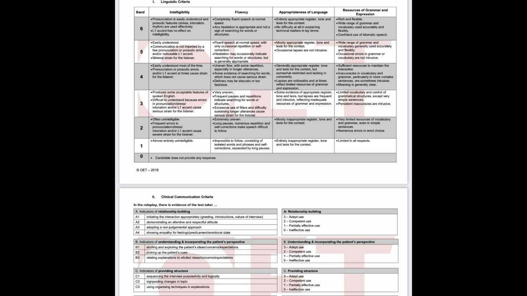Fluency, the top grade you get if your speech is completely fluent at normal speed. Any hesitation that you demonstrate is appropriate, and it is not a sign of you searching for words or structures. Appropriateness of language, again, if your language is entirely appropriate with the right register, the right tone, and the right lexis for the context. If you don't know what lexis is, we will check it. No difficulty at all in explaining technical matters in lay terms. So let's go to the meaning of lexis in case you don't know.